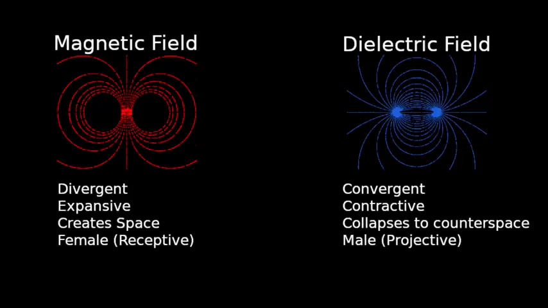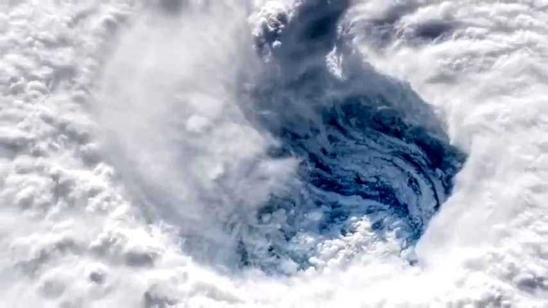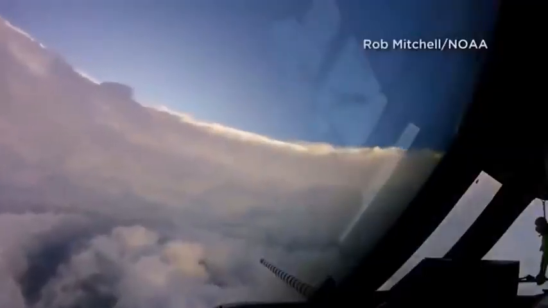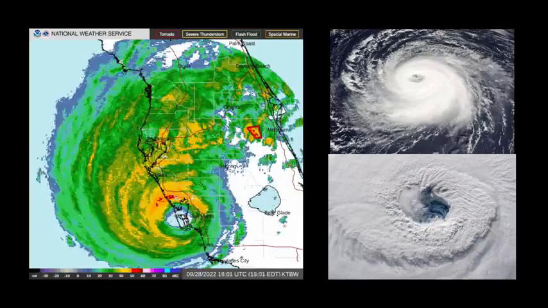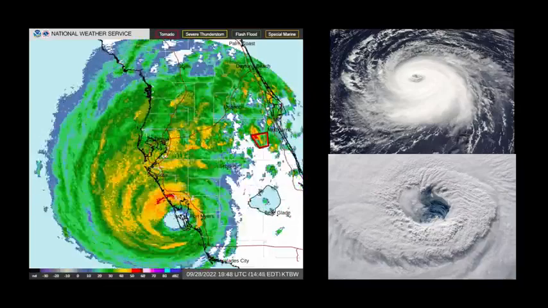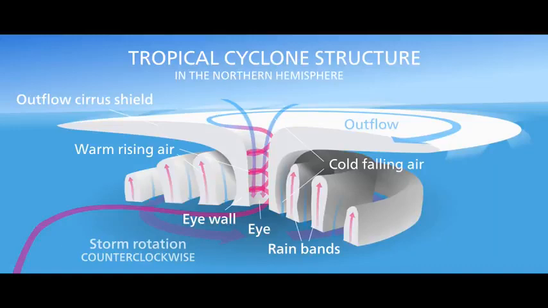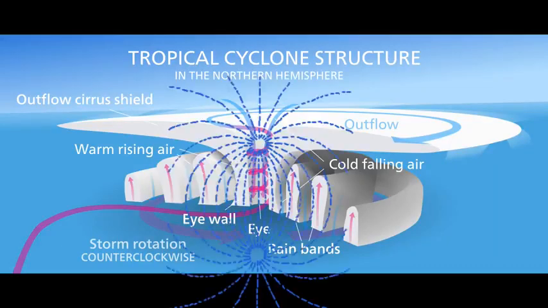Lines of magnetic force close on themselves. They are divergent, expansive, and create space. Lines of dielectric force terminate on conductors. They are convergent, contractive, and collapse to counter space, becoming magnetism. An aid to understanding the concept of counter space is the eye of a hurricane. In the context of a hurricane, at this point of serenity in the center, around which the torrential storm rages, there is no hurricane. This zone of nothing that the vortex of the hurricane is focused around is counter space.